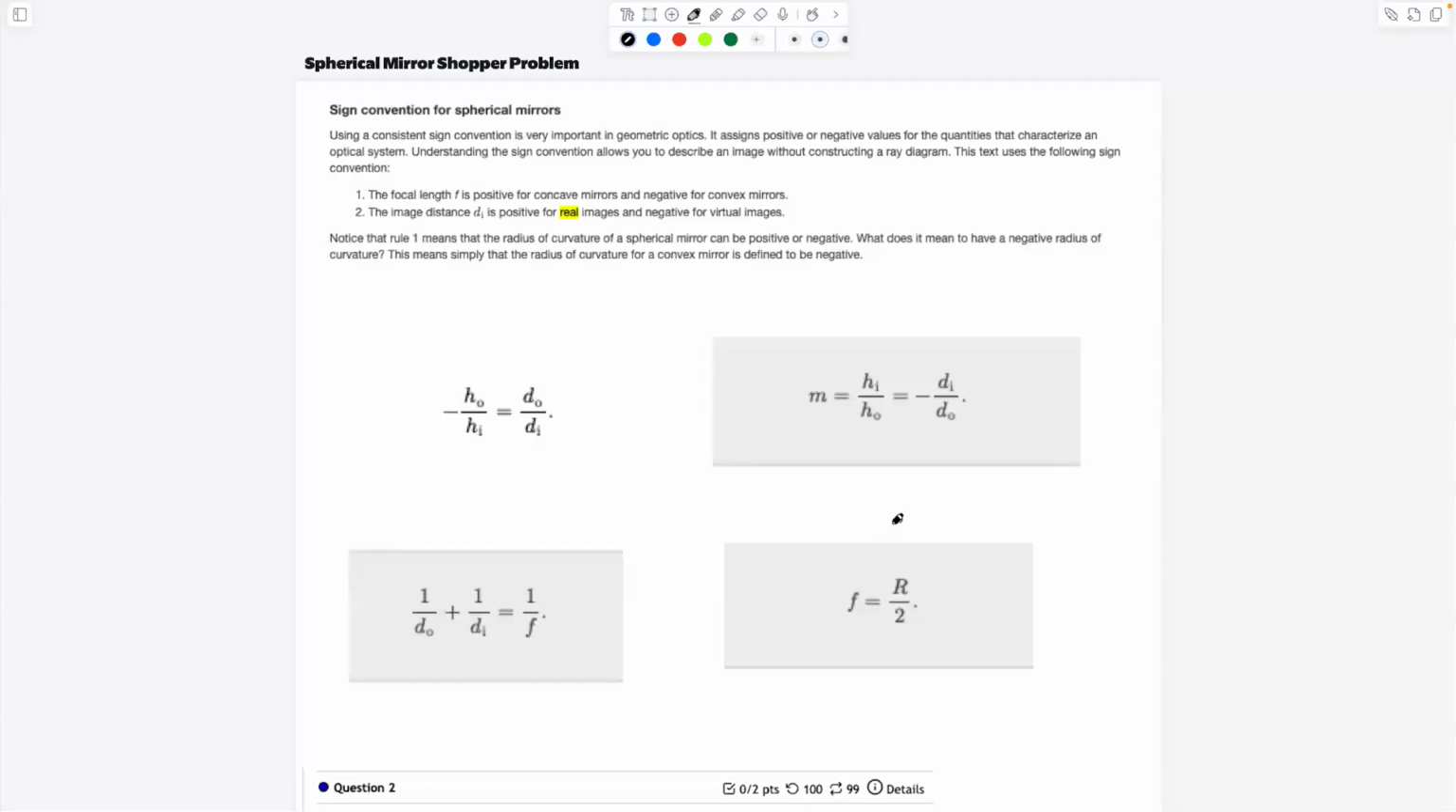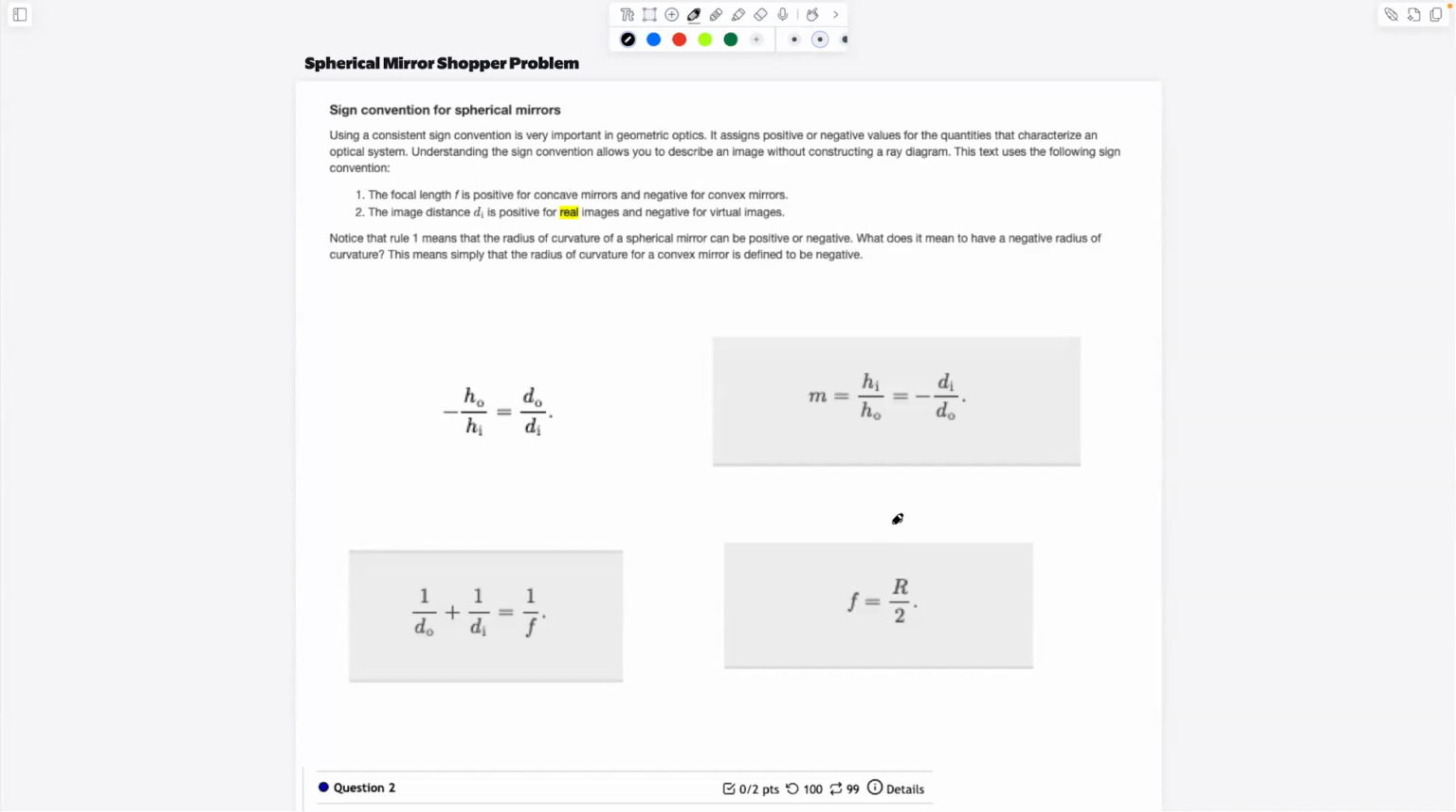Okay, let's do a mirror problem. The first thing to remember with all mirror problems are the sign conventions. Anything on the side of your object is positive. Any distance on the side of your object is positive. Any distance on the other side of the mirror is negative.